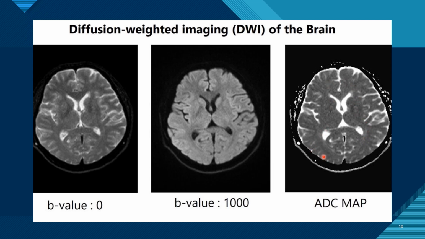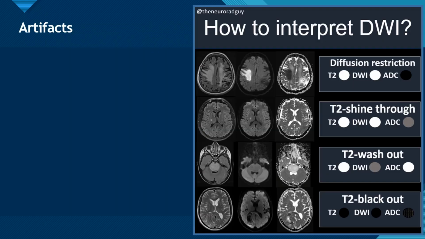Okay, let's say that we have an area of infarction here. This area of infarction will show us a shallow slope curve, thus will give us a low ADC value. So any area of infarction here will appear hypodense or relatively black in comparison to the surrounding intermediate signal intensity brain parenchyma. So how do we interpret DWI? Let's have a look at some examples.